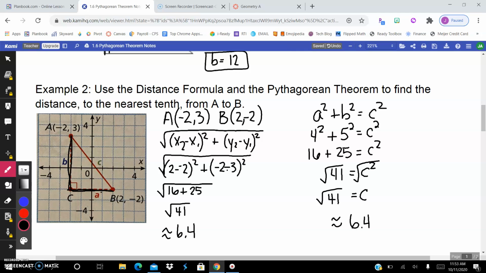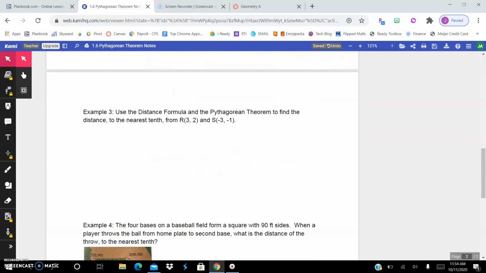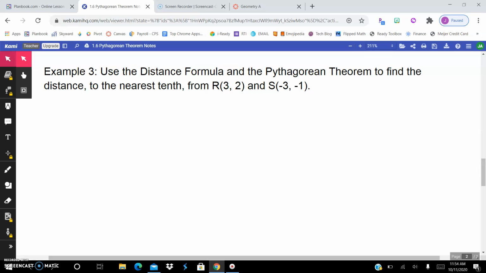So now we have two different ways to figure out the distance of a segment. If there's a picture, or if you want to take the time and actually draw it out and plot the points, you can use the Pythagorean theorem. So example 3 says to use the distance formula and the Pythagorean theorem to find the distance to the nearest tenth from R, which is 3, 2, and S, which is negative 3, negative 1.